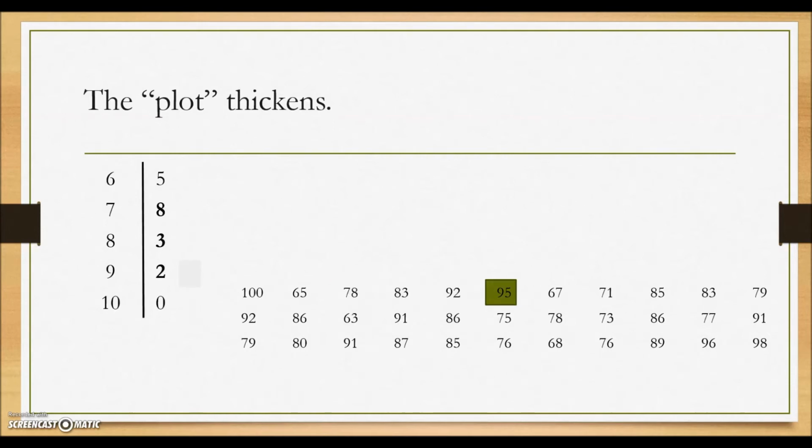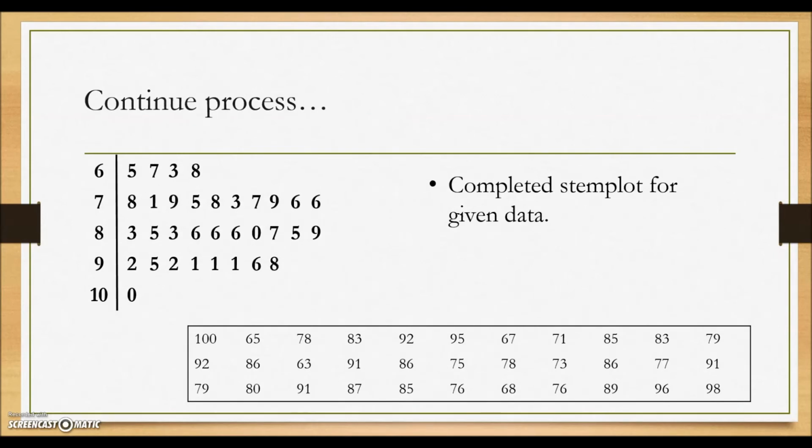95, we've already seen one value in the 90s, and to place another value in the same range, we just place it adjacent to the last ones digit that we had. Originally we had a 92 with just the 2 adjacent to the 9. We now have a 95 where we will place the 5, the ones digit of 95, adjacent to the 2 that was already there, and continue on until we have completed the stem plot for the given data.